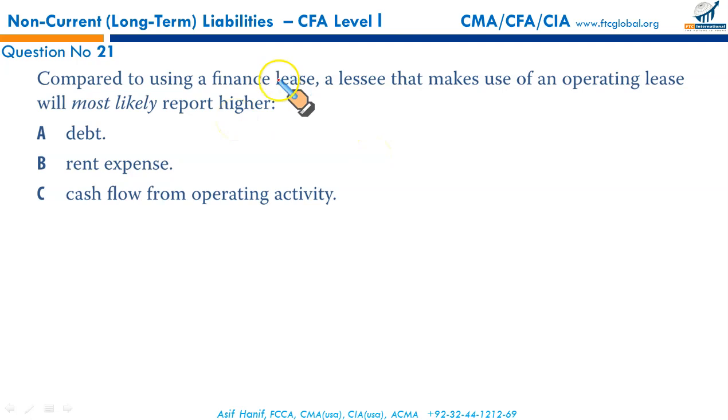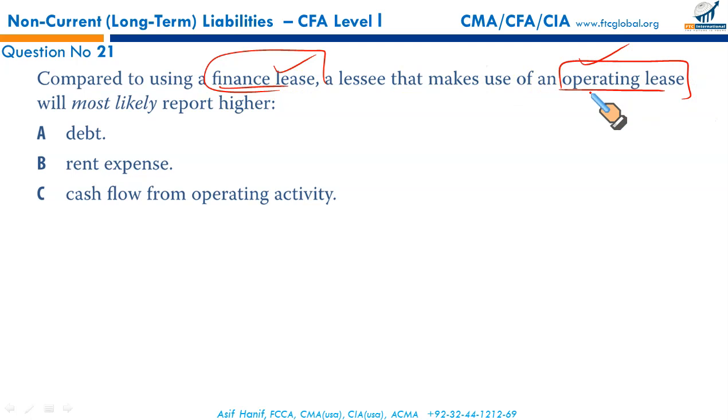Compared to using a finance lease, a lessee that makes use of an operating lease, please remember, under the new standard, operating lease and finance lease are treated in the same way. Their accounting is the same. Initial recognition of asset and liability, but it's the subsequent measurement of the asset that is different. So they are treated in the same way, finance and operating lease, under the new US GAAP.